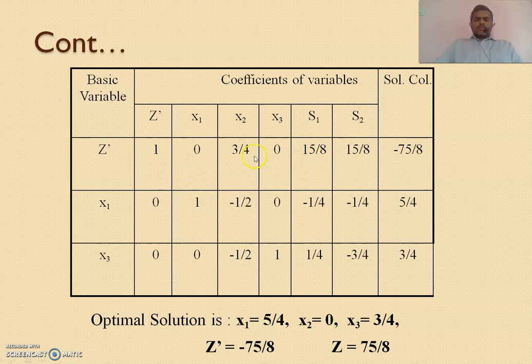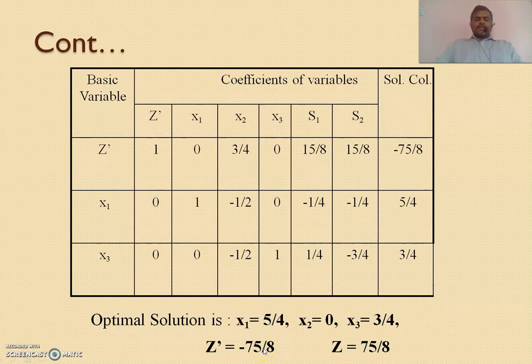We will do calculations for this and we will find out list 1. Here the most negative is not visible, then our optimum solution is this one. This is our optimum solution. Here our objective function Z dash equals minus 75 by 8.